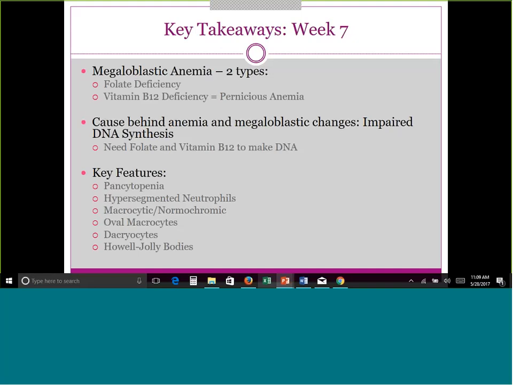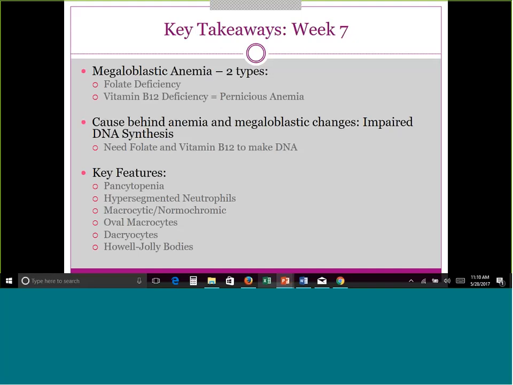You'll also see all cell lines decrease because it's all cells that are affected, not just the red cells. So that is what we call pancytopenia. All 3 cell lines, the white cells, the red cells, and the platelets are decreased here because of that impaired DNA synthesis. The other thing is the name megaloblastic comes from these megaloblastic changes that happen in the bone marrow. Because our DNA synthesis is impaired, and DNA is found in the nucleus of the cell, our nucleus isn't maturing properly.